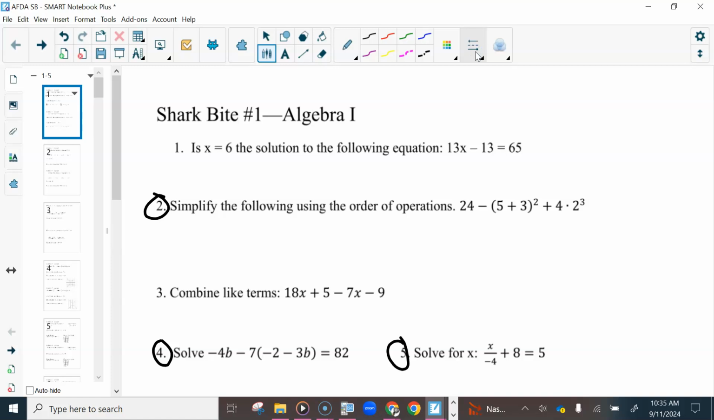Number 2, simplify the following using the order of operations. So whether you use PEMDAS, GEMDAS, GEMS, PEM, whatever, they're all the same. Grouping parentheses would come first. So what's inside the parentheses, do that first. You could add those to get 8.